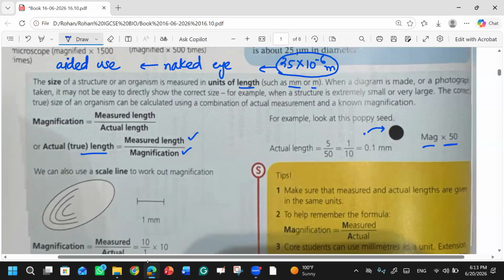Now you want to know the actual length of this. How will you know? Firstly, you will measure it. Maybe you have measured and it was 5 millimeter. And you have magnified it by 50 times. So you will use these values and you can easily tell the actual length, that is 0.1 millimeter. Are you getting this?